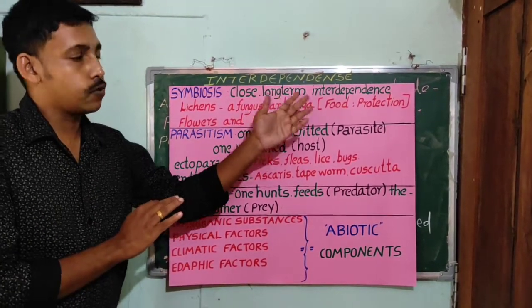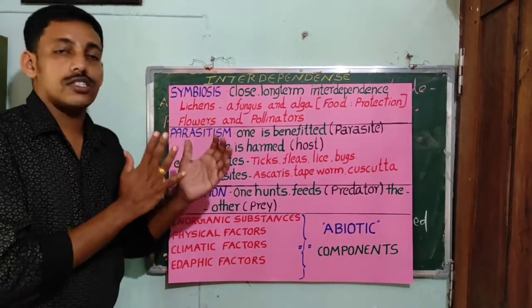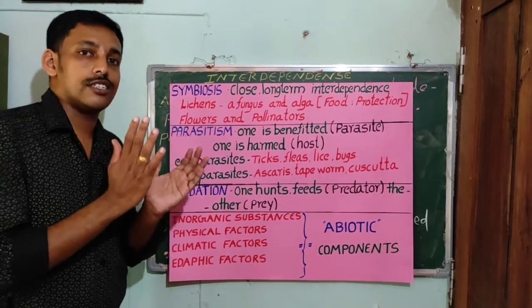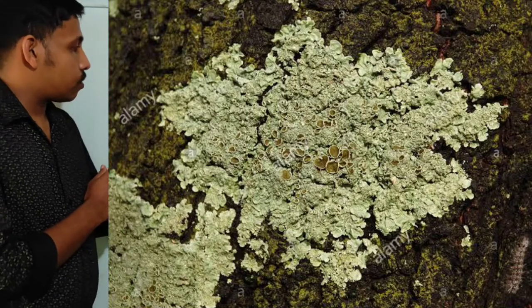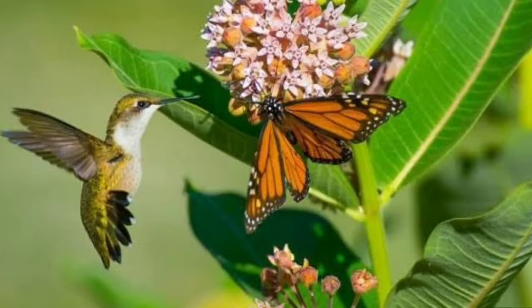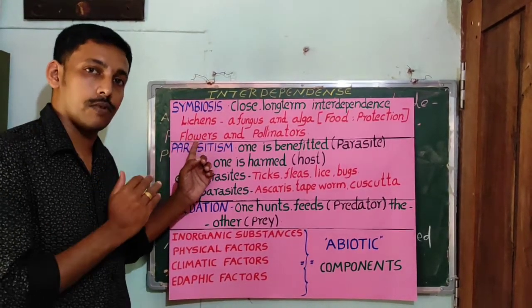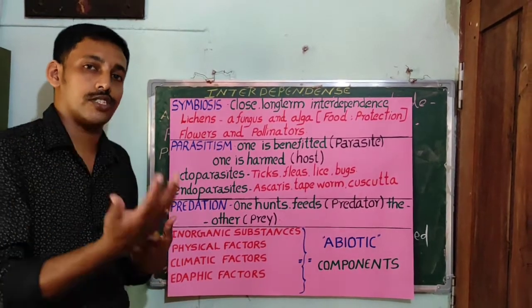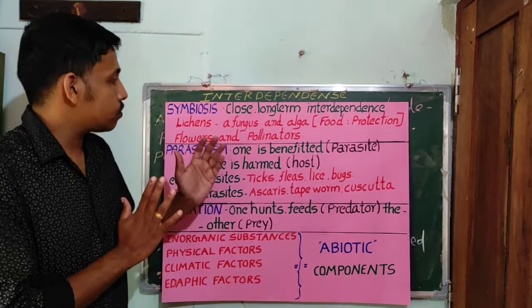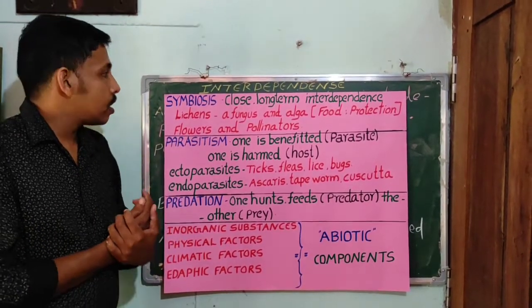The alga provides food to the fungal partner, and the fungal partner gives protection to the alga. So there is a mutual interdependence. Another example is flowers and pollinators. We know that bees and butterflies are the common pollinators of flowers. These insects obtain nectar from the flower, and in turn they help in the pollination of the flowers. Both of them are benefited. This type of interaction is a positive interaction. This is symbiosis.